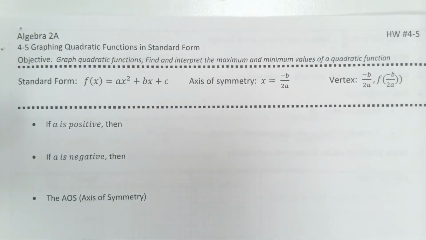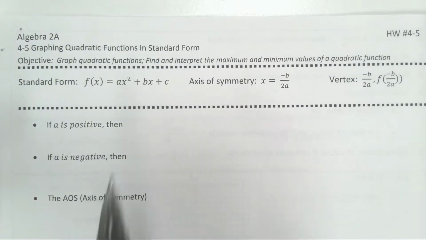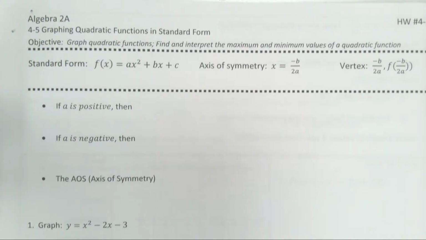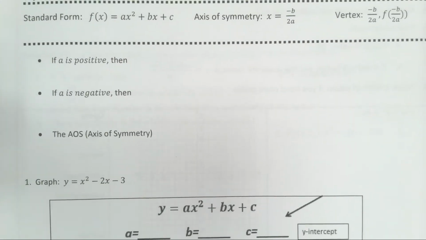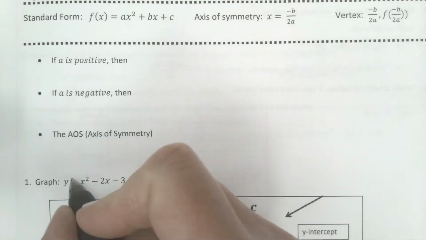Hey, Algebra 2, we're going to learn how to solve quadratics and identify some key features. All right, so let's say that we have a quadratic, and let's say that we're looking at number 1. So like x squared minus 2x minus 3.